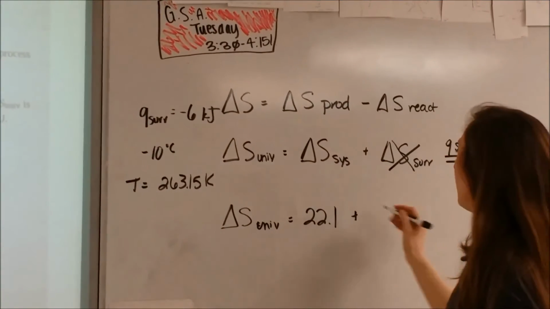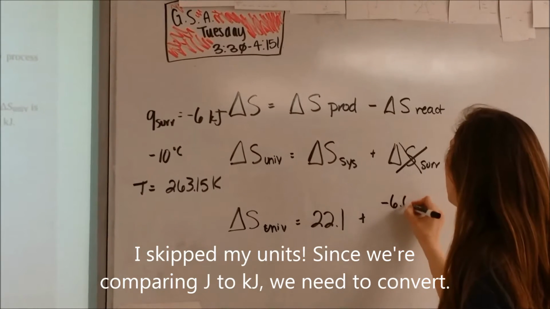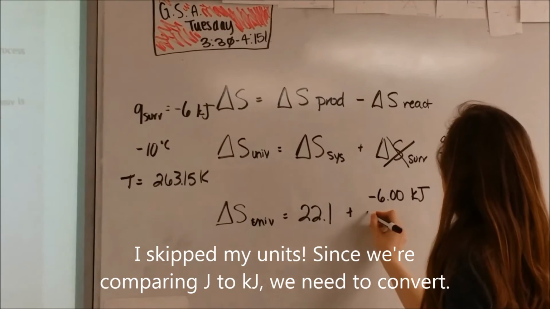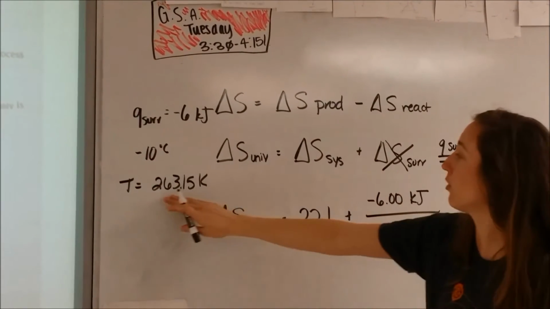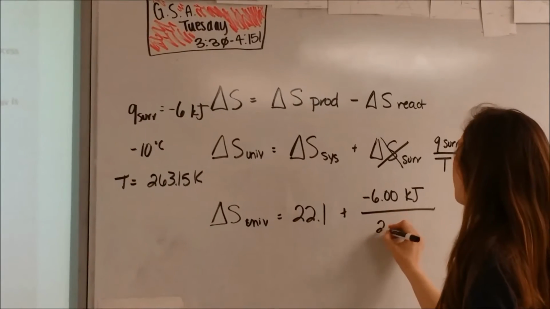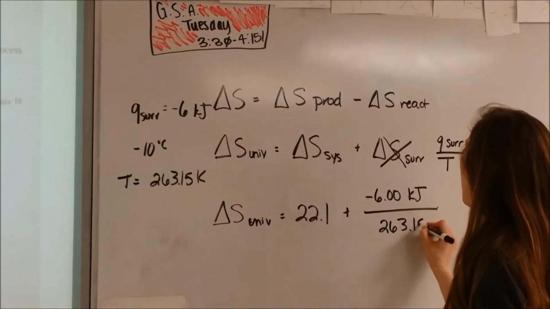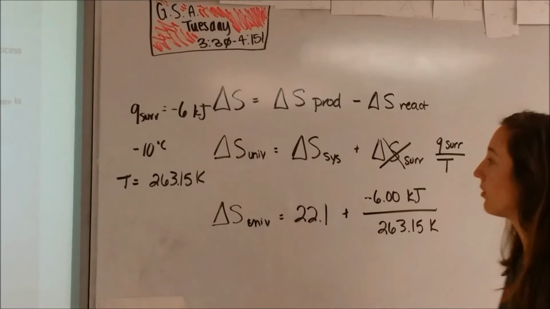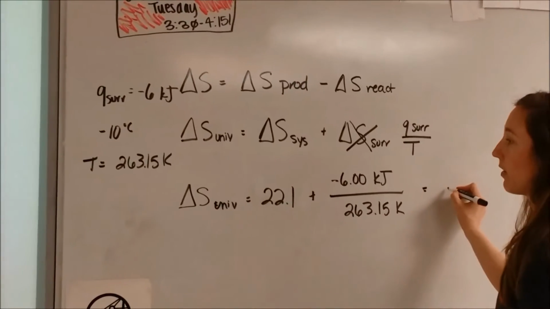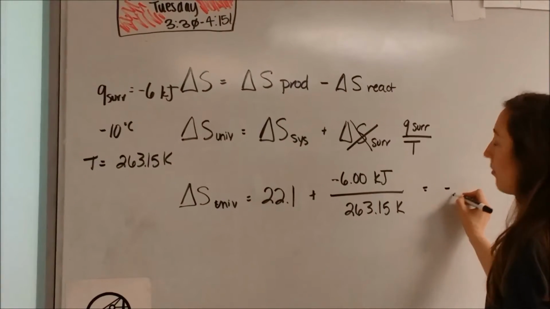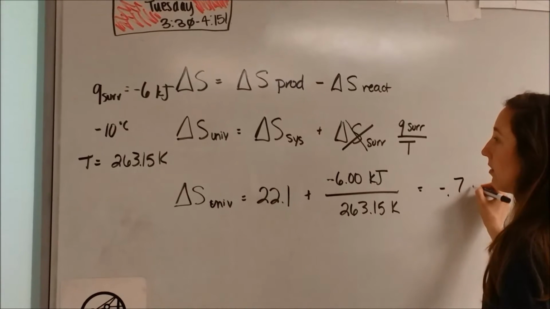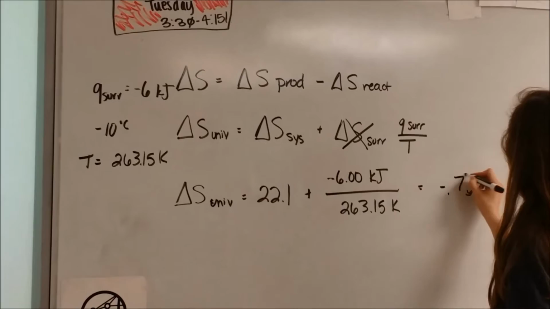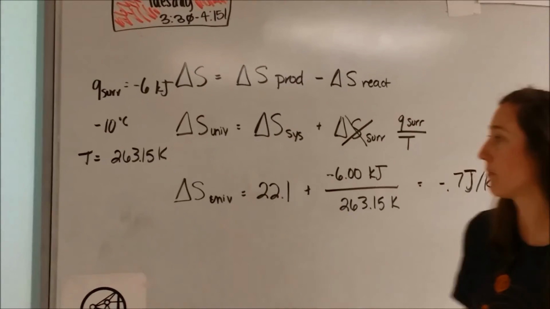So we put in our heat first. This time it's negative 6. I'm going to keep the decimals on. Kilojoules. And then we have over our temperature, which we've converted to Kelvin, 263.15. And so solving each of those is going to leave us with negative 7 joules over Kelvin. Don't mind the horrible J.